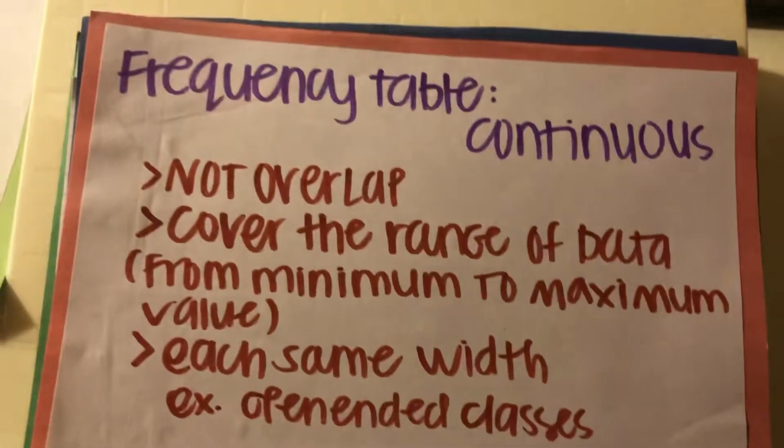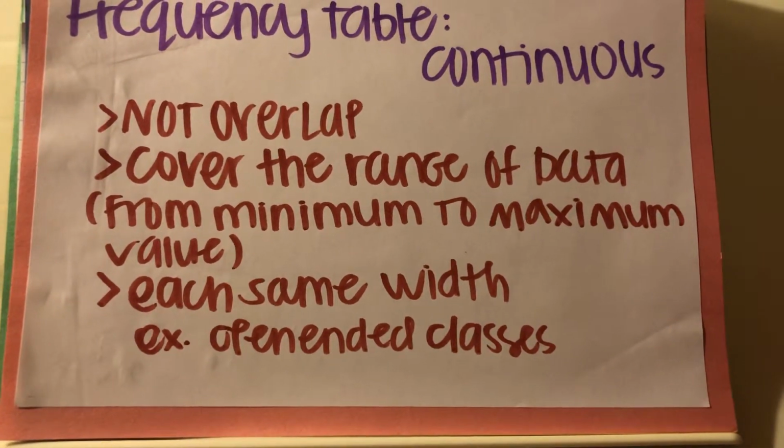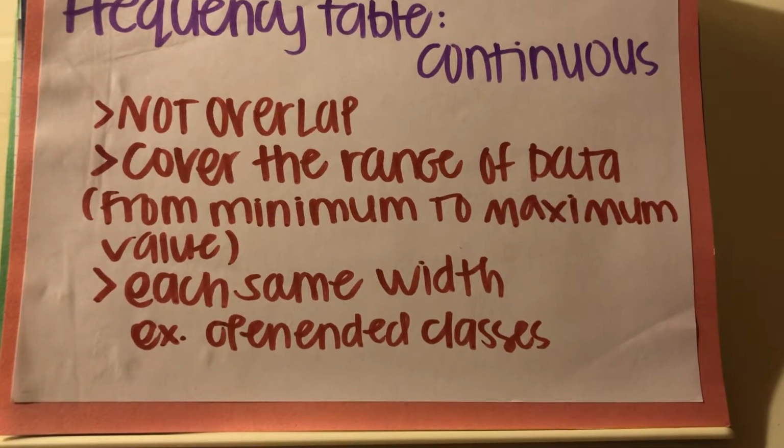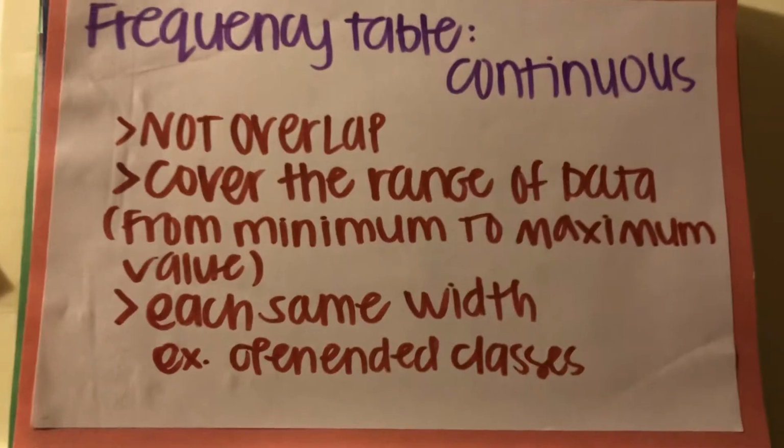Okay, so the same thing with discrete. They do not overlap. You cover the range of data from minimum to maximum value, each same width. Open-ended classes.